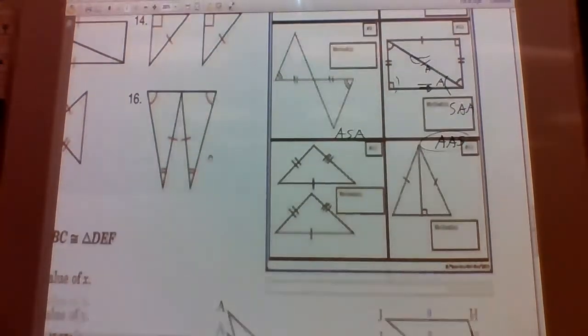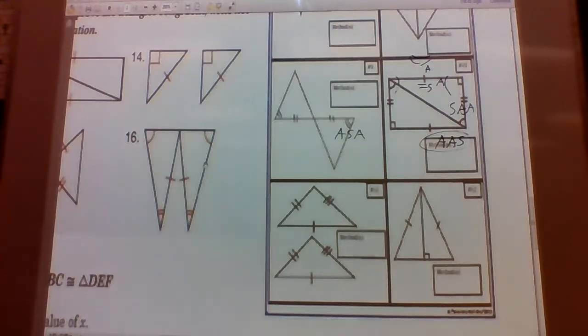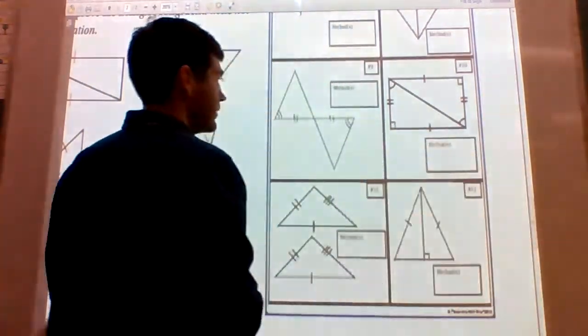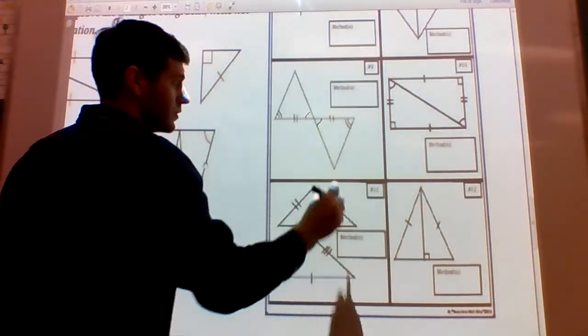Okay. Here's the last four of those then. Third one, we have vertical angles. Okay, so we can put our vertical angles in.